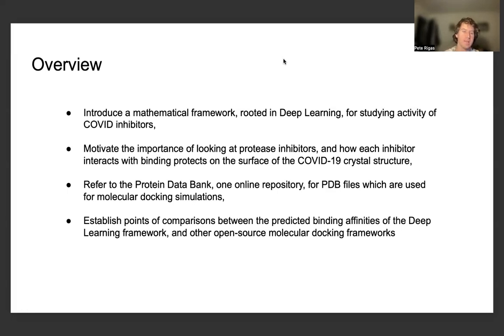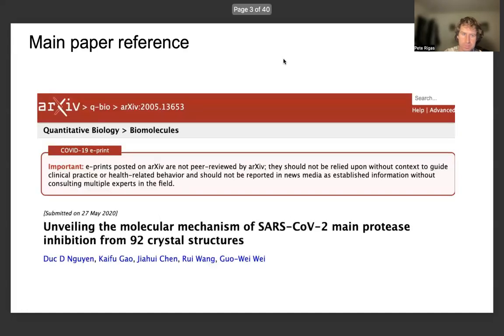And we'll close out by establishing points of comparison between the predicted binding affinities of the deep learning framework and discuss what expectations to have for forming a comparison between the results produced from the deep learning molecular docking framework and another open source molecular docking framework, to determine what are the drawbacks and different characteristics of each one of these algorithmic pipelines for being able to give us some structural biological knowledge.